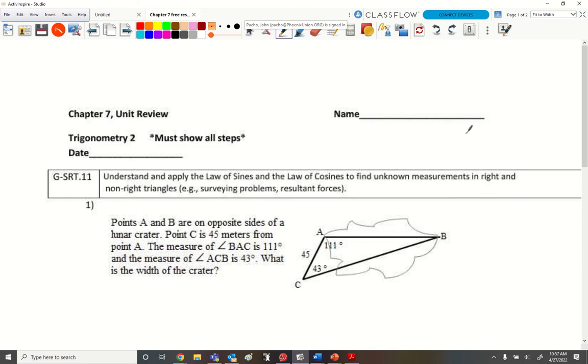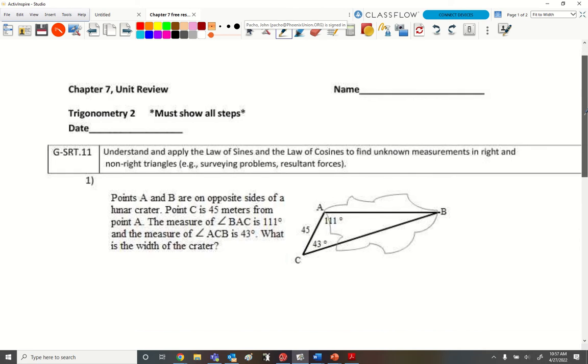So let's go ahead and do this. So this is the free response, which you're going to be taking this Friday, which is coming up real soon.